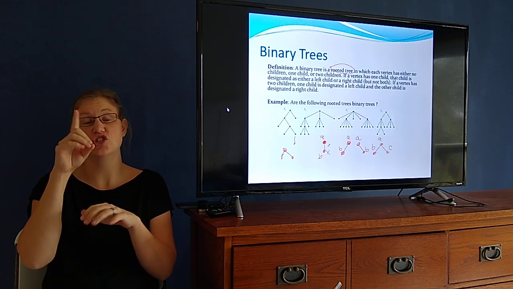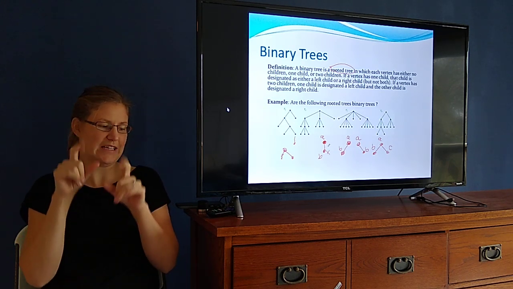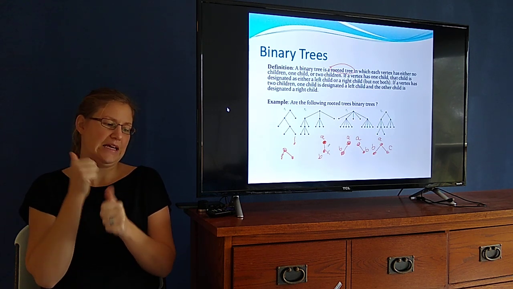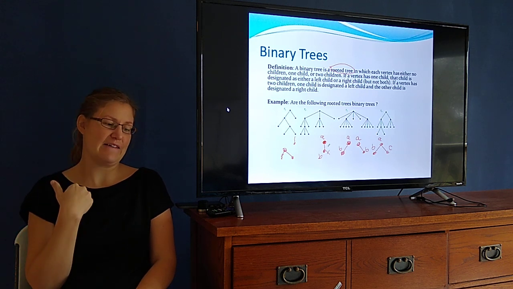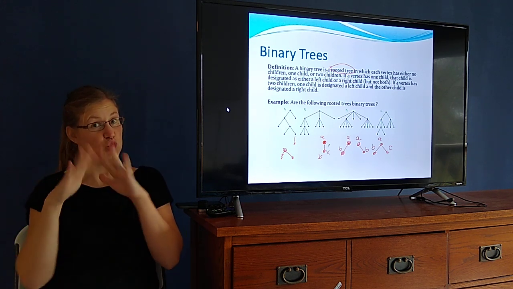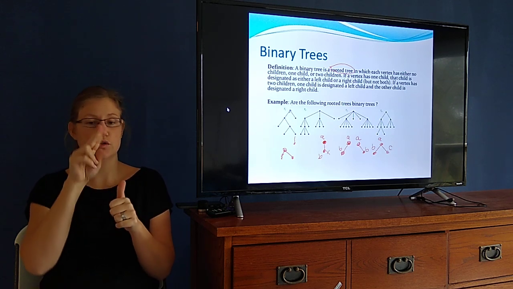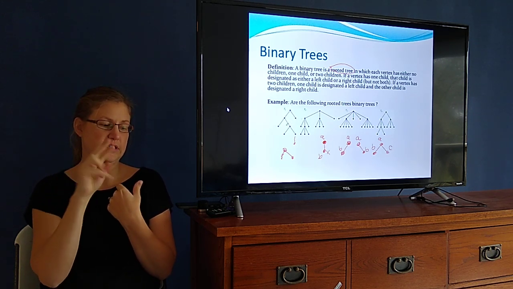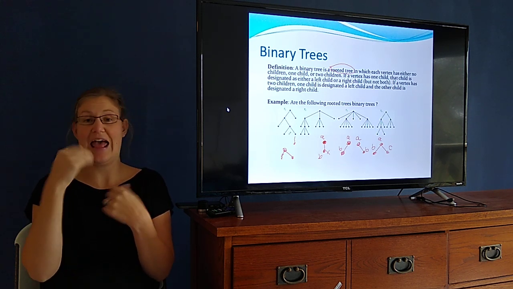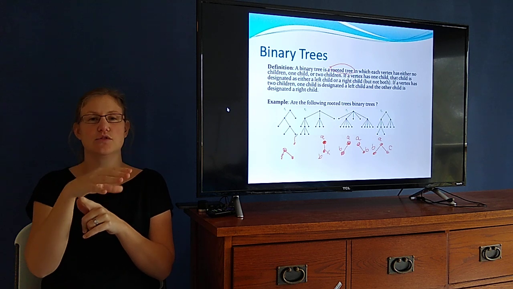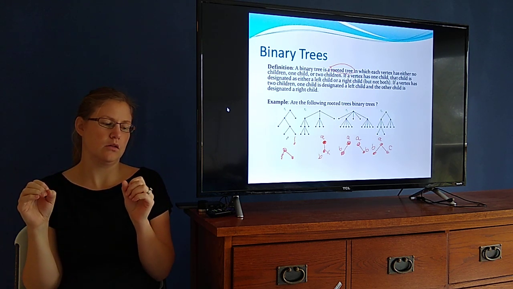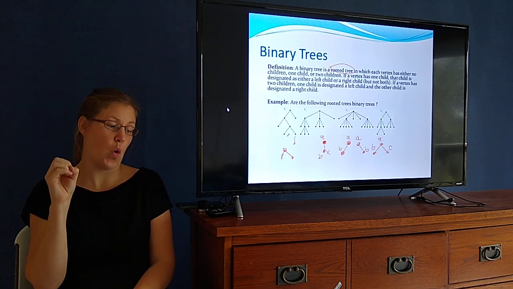So let's test the first tree here. We need to make sure that each node has 0, 1, or 2 children at most. The first node, which is the root node, has 2, and the second node, an internal node, has 2. The third internal node has 2. The leaves, or the children, have no nodes. So this is a binary tree.